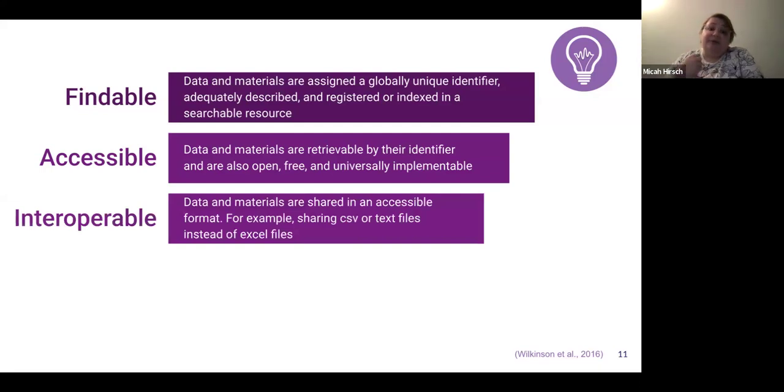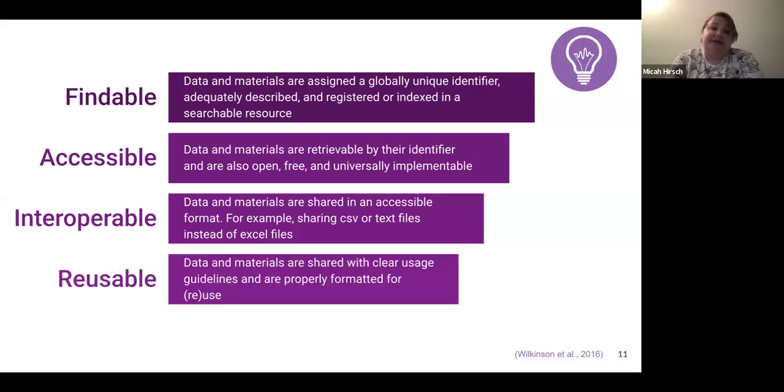The I stands for interoperable, and this means that your data and materials should be shared in a format that is accessible. An example that I like to use here is, instead of sharing your data in an Excel file, you should strive to share your data in a format like a CSV file or a text file, because multiple programs can read CSV or text files, but not all programs can read Excel files. The only exception to this is if in your particular field there's a kind of uniform format for data. I know this exists with neuroimaging data. You should follow whatever is the norm in your field.